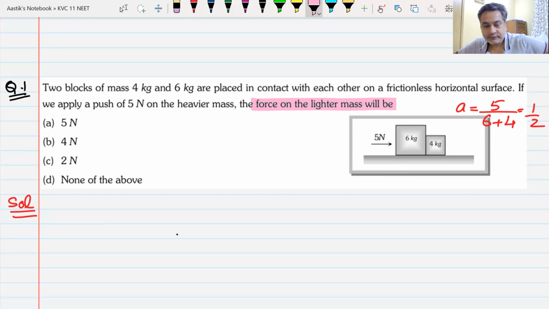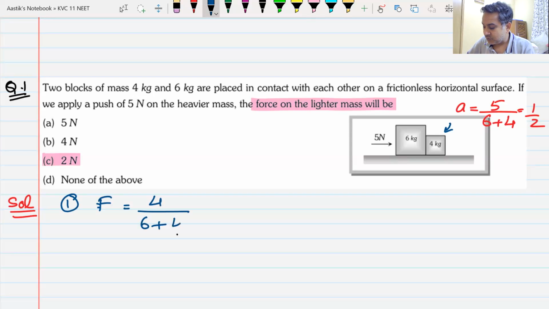Option C, 2 newtons. There are two ways to do this. Number one, you can apply the logic. To find the force on the last block, you take the last block, divide it by the two blocks, and multiply it by the force that was applied, 5 Newton. Yes or no? This is one way to do this. You will get 2 Newton.